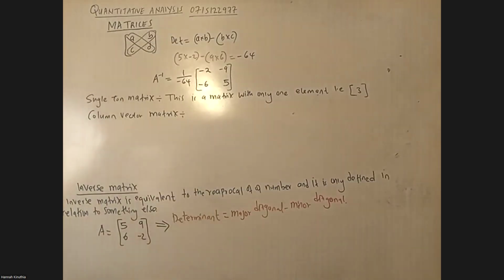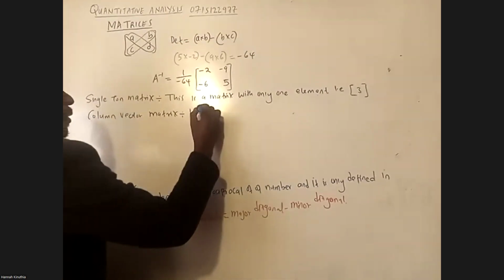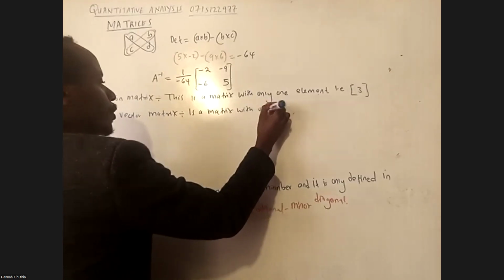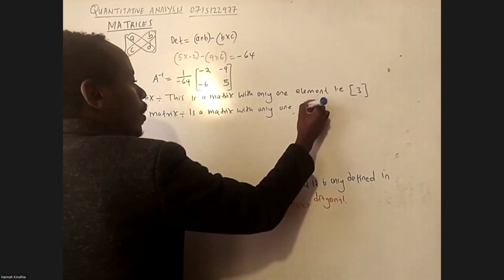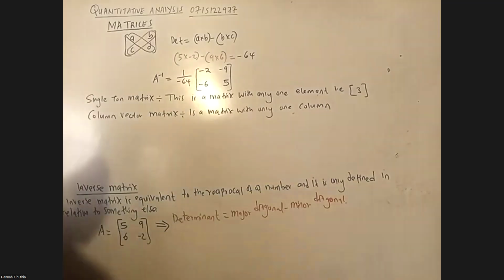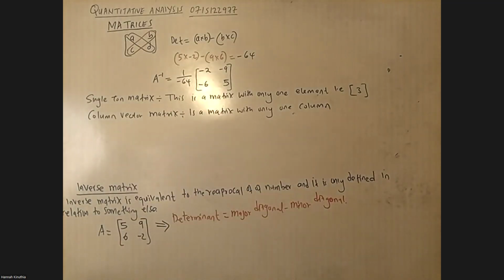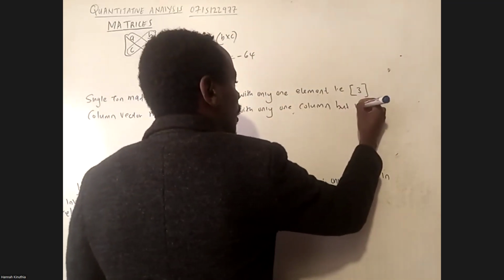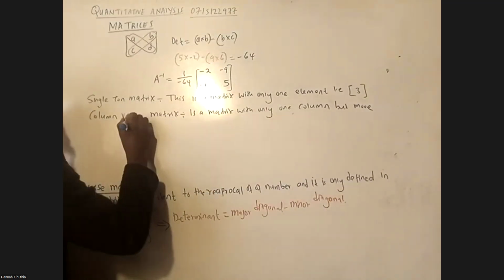Column vector matrix. You can say it is a matrix with only one column. This one represents a matrix with only one column, but more than one row.